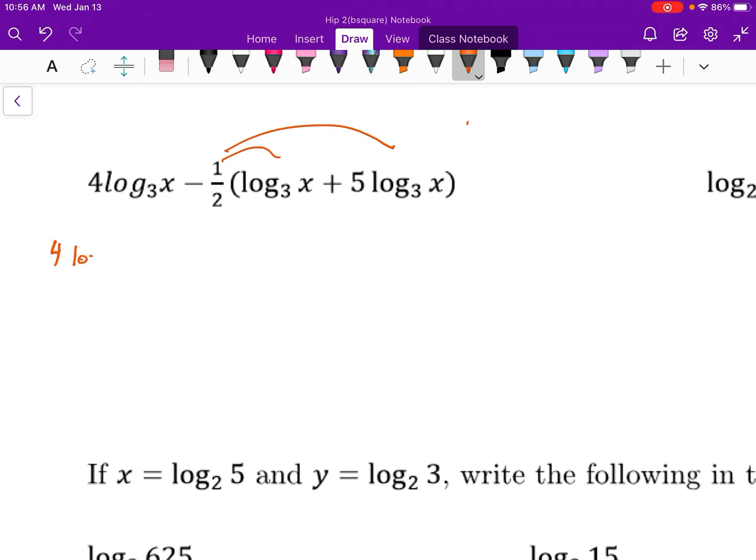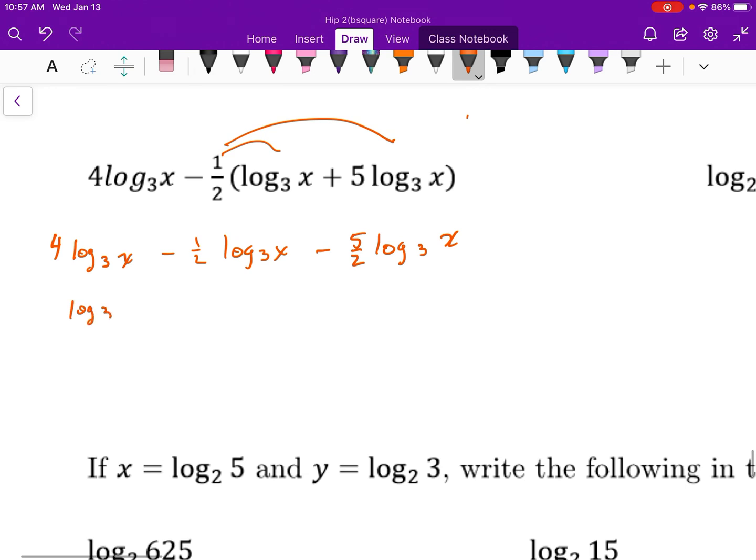Very difficult to do. Anyways, 4 log base 3 of x minus 1/2 log base 3 of x plus 5, sorry, incorrect. Minus, right, -1/2 times 5 turns into -5/2 log base 3 of x. All right, now I have this all in a constant row here. I'm feeling pretty good.